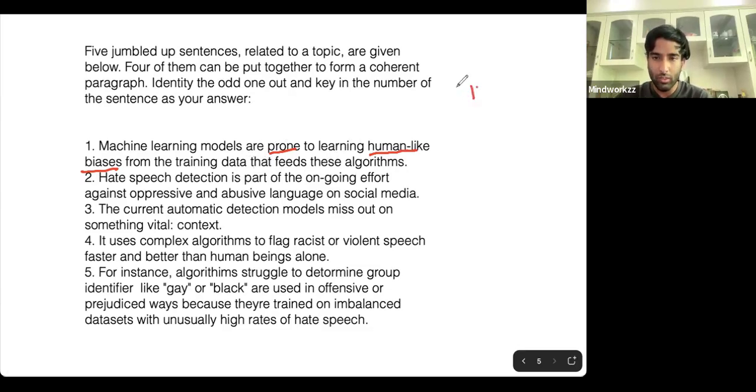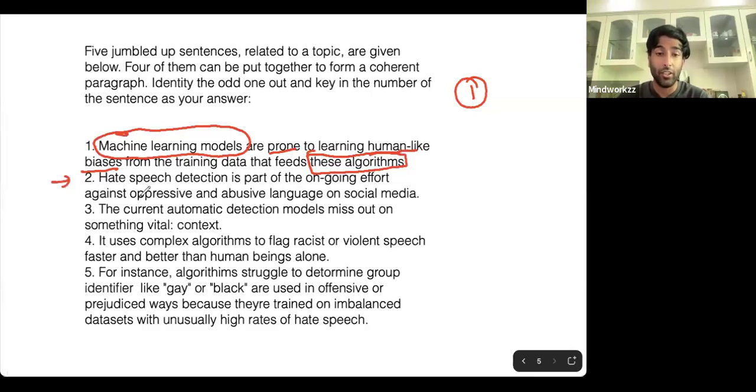So sentence number one is trying to expand on some kind of idea which probably has been talked about earlier, because we are talking about that feeds these algorithms. It could be that these algorithms refer to machine learning models also. It could be this, or it could be that these algorithms talk about something completely different, which is probably talked about in further sentences. So let's read sentence number two.